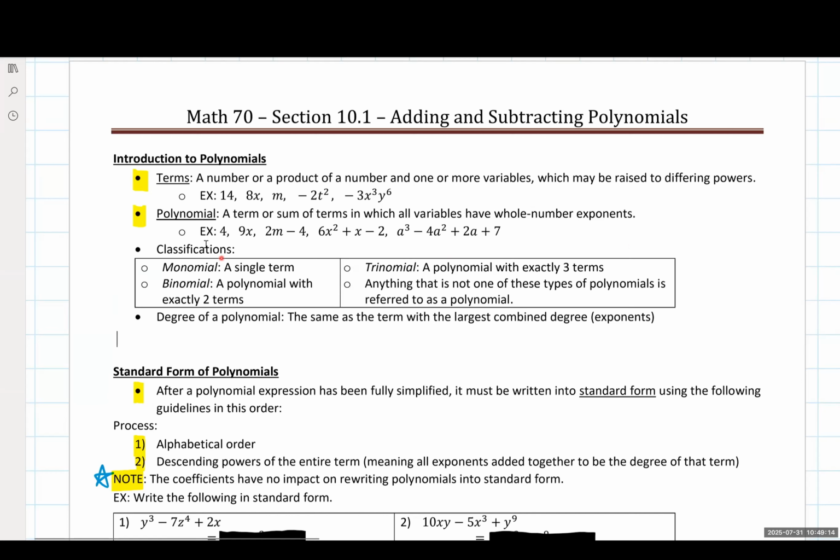So we generally can see this written out as just the number 4, just 9x. And then we start to see the more classic and standard issue polynomials we will be seeing throughout the class and moving ahead. So we have 2m minus 4. We have two terms that are adding or subtracting together. For this example here, we have 6x squared plus x minus 2. We have three terms here. We have this x squared term, we have this x term, and then we have this minus 2 in here as well. And then our last one, we have four terms, a to the third minus 4a squared plus 2a plus 7.